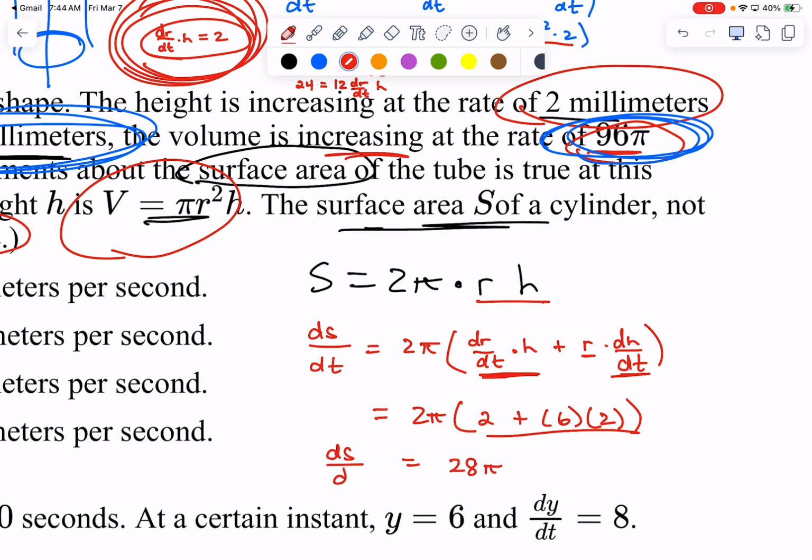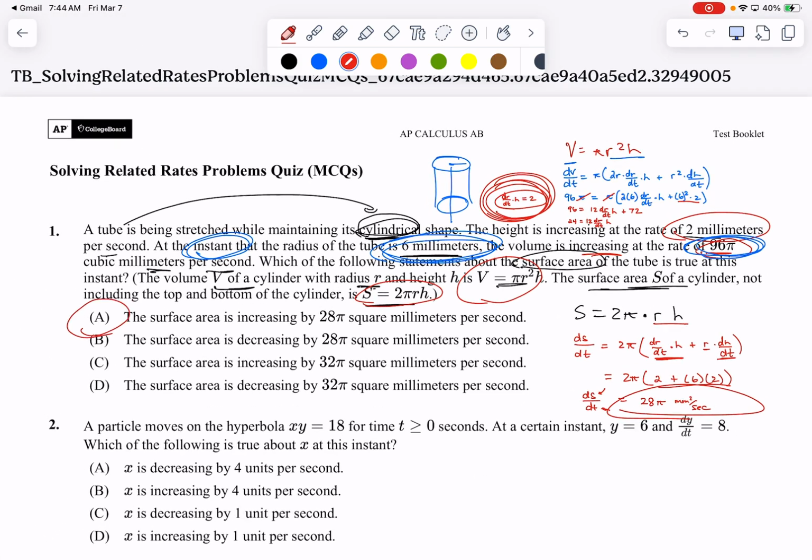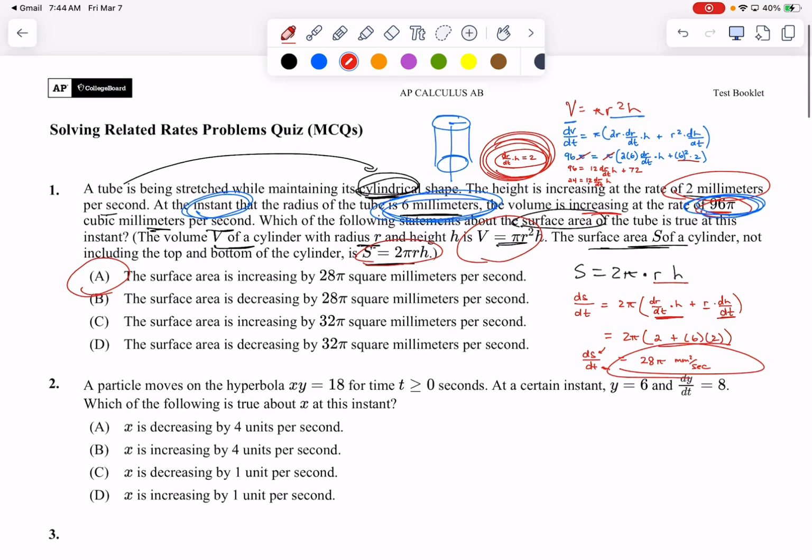This is surface area, so I know it's going to be square units per time. So it's going to be square millimeters per second. There it is, 28 pi square millimeters. The answer is A. That was pretty tough, actually. It's not one we've done before. We haven't done something like that where you don't have a way to get rid of one of the variables and you just have to trust you're doing it right. So that was a little tricky.